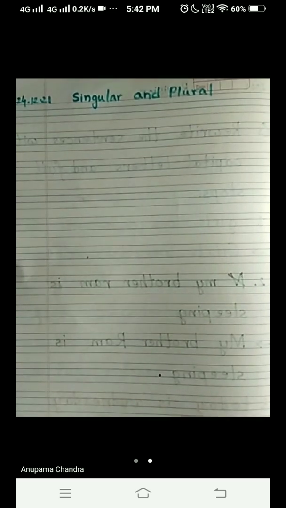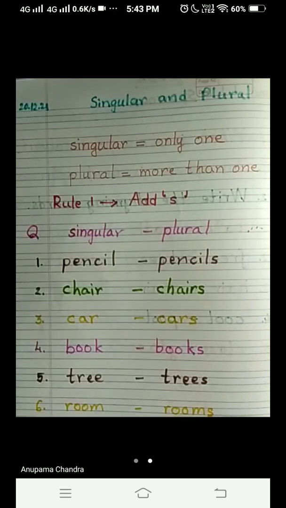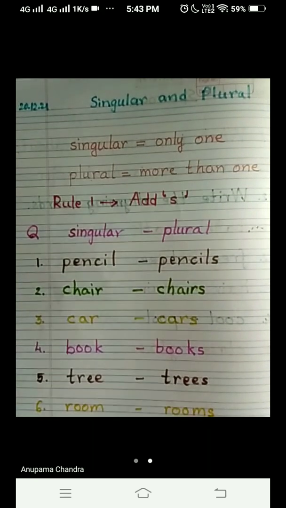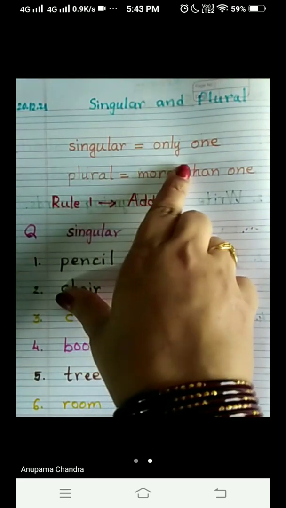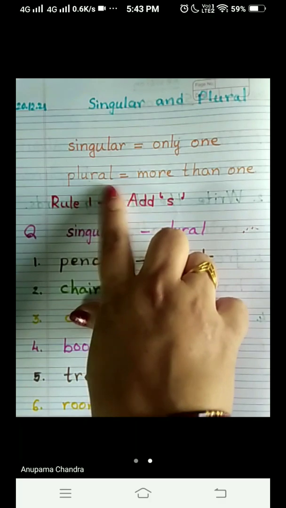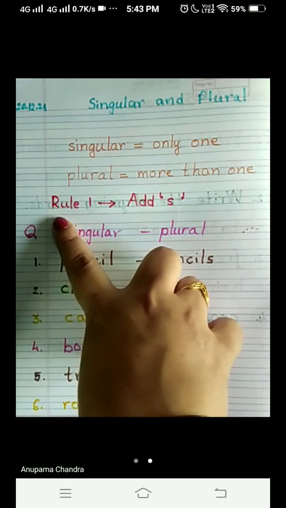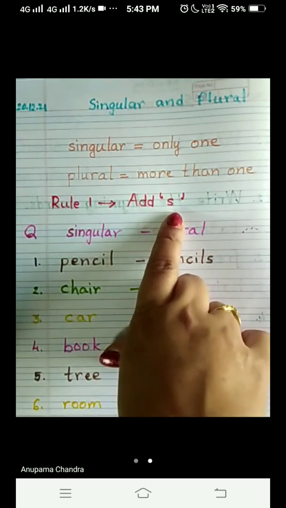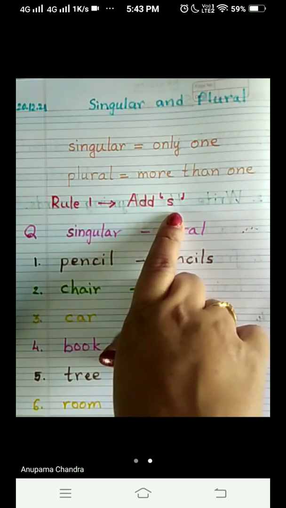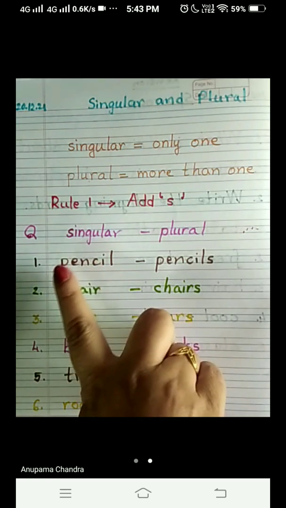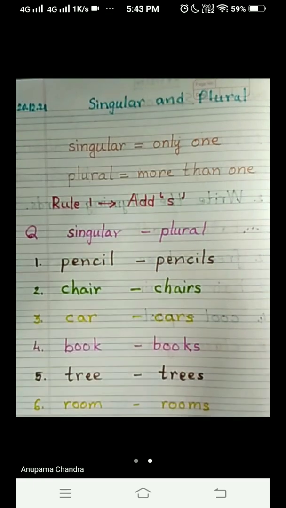So, before I start rule number 3, let's go through rule number 1 and 2. So children, let's revise singular and plural from the very beginning. Singular means only one and plural means more than one. And what was rule number 1? Add s. Okay, rule number 1 is very simple. You just have to add an s after the original word given. Okay, for example, this is singular and these all are plural words.